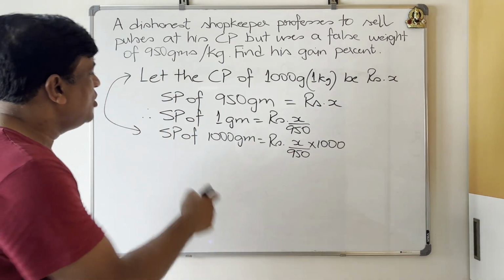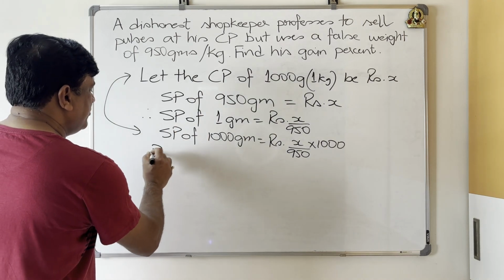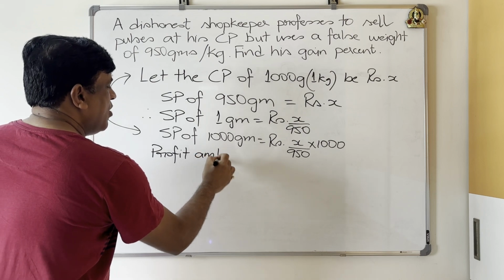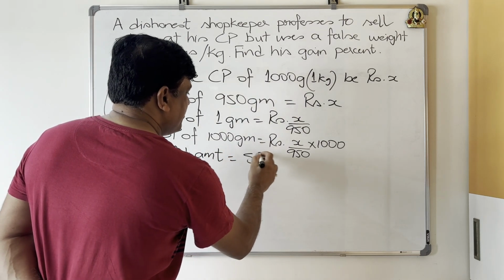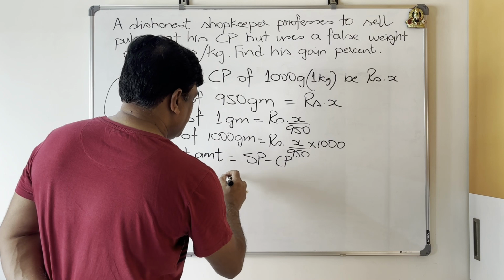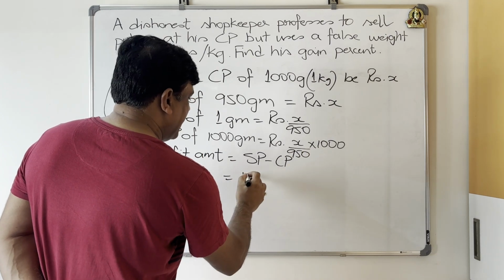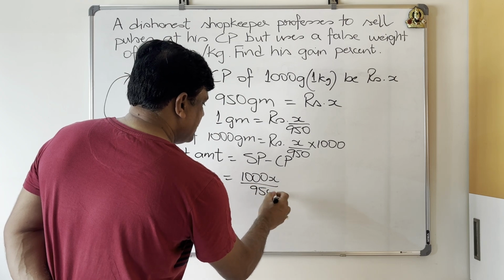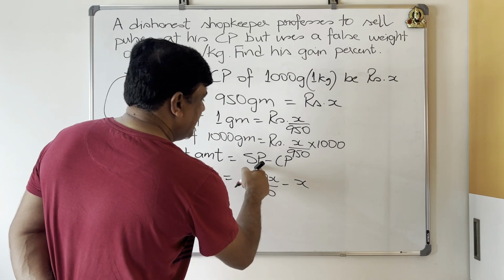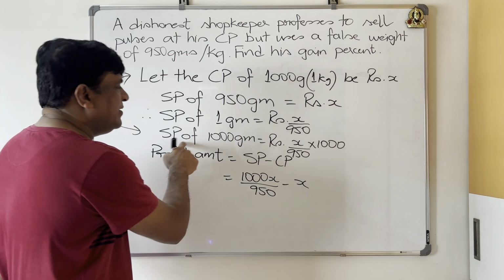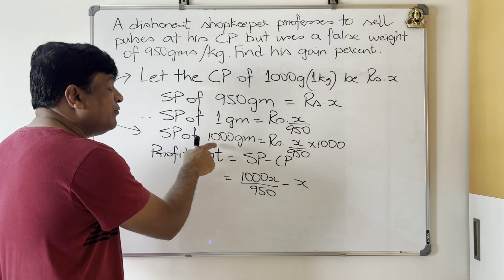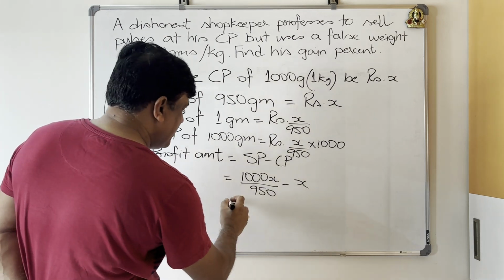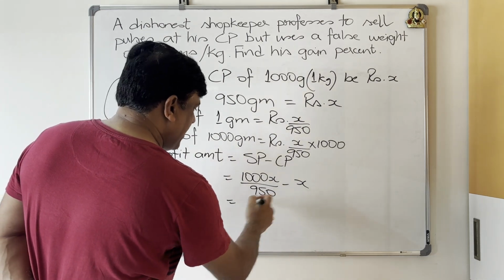This is the price. So what would be the profit amount? Profit amount will be equal to selling price minus cost price. So what is the selling price? It is 1000x by 950 minus x. Look at it, the actual selling price of 1000 grams. If he would have sold 1 kg of it, it would have been this much. Okay, so now when you do this one, what happens?